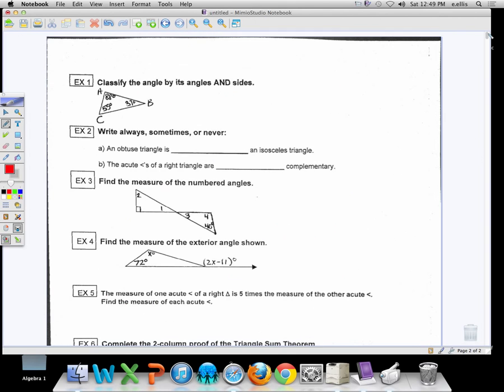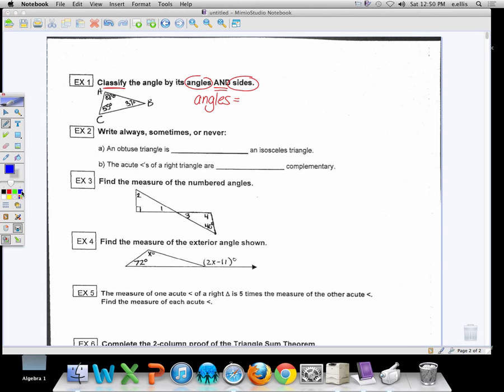Do your homework tonight. You flip over your notes. Let's go to the back side here. Example number 1. They want you to classify the angle by angles and sides. Classify angles and sides. So you need 2 terms here.